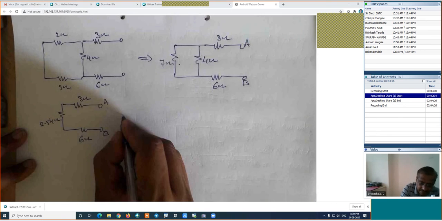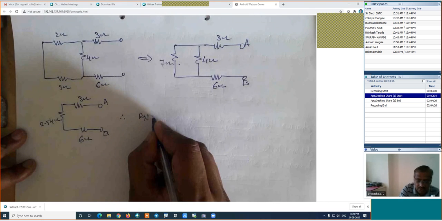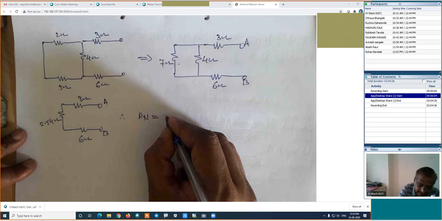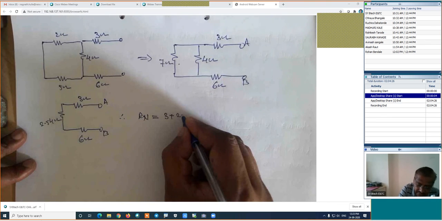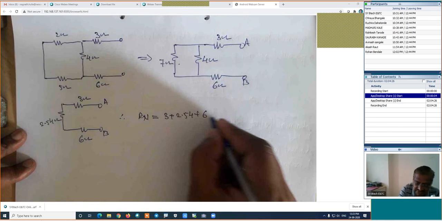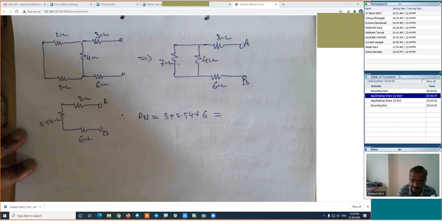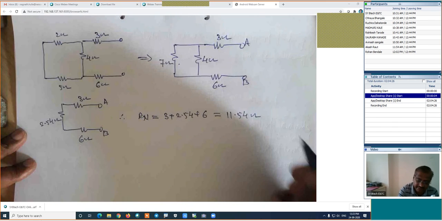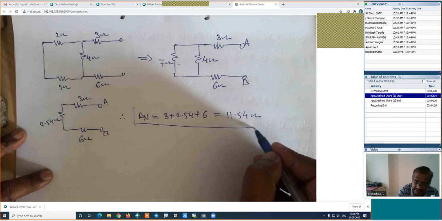Now therefore, Rn, or Norton's equivalent resistance, is equal to, I guess, 3 plus 2.54 plus 6, which is equal to 11.54 ohm. That is Norton's equivalent resistance.